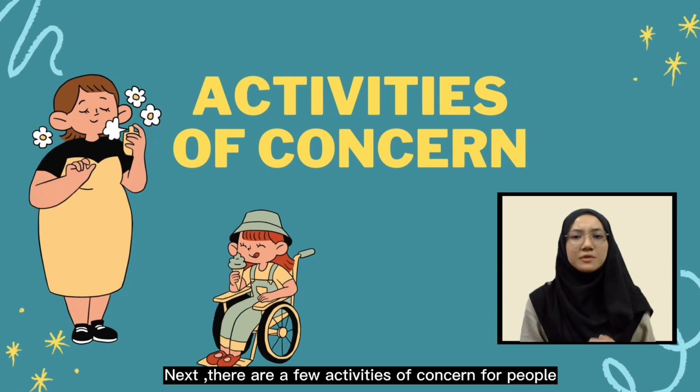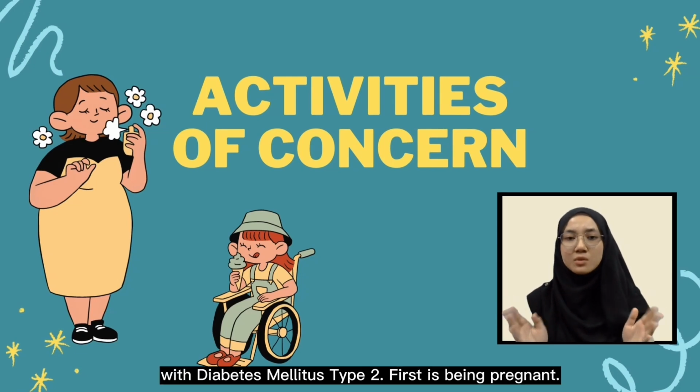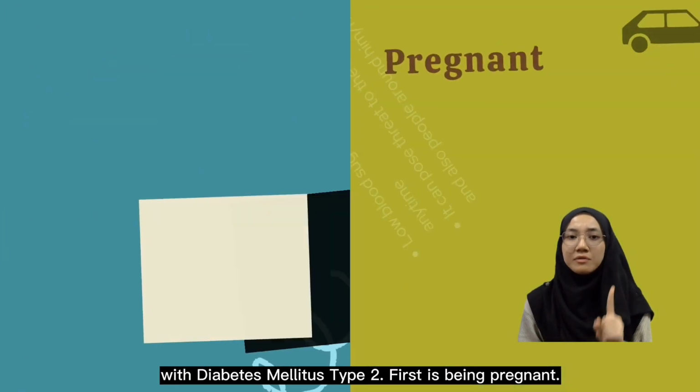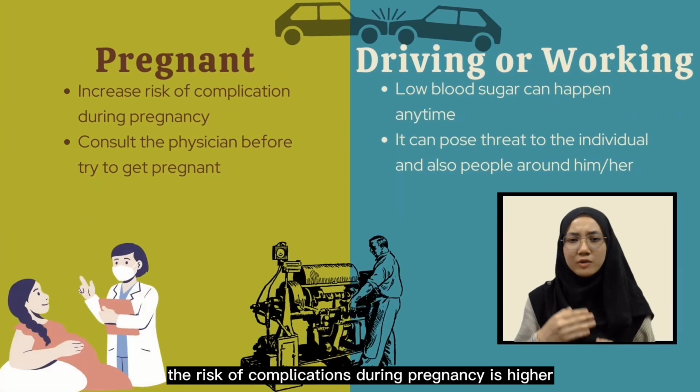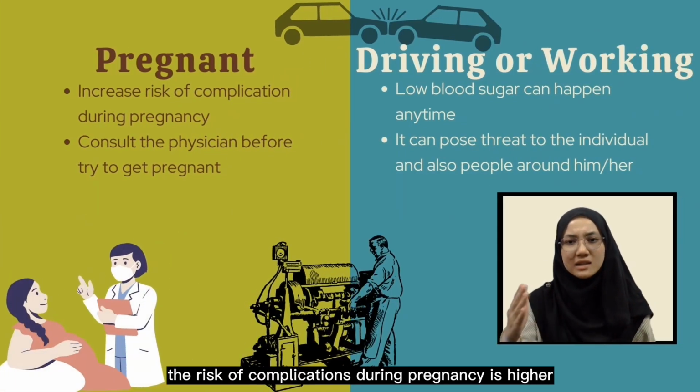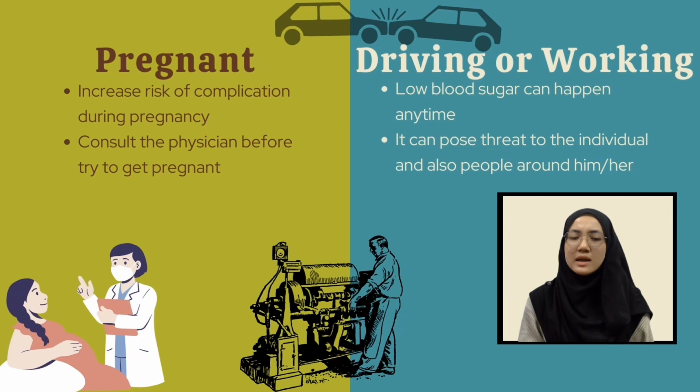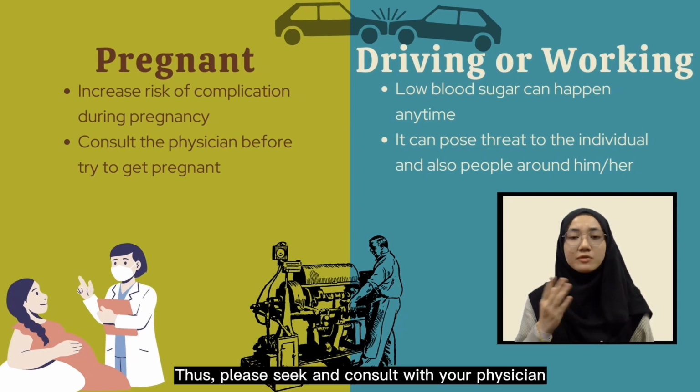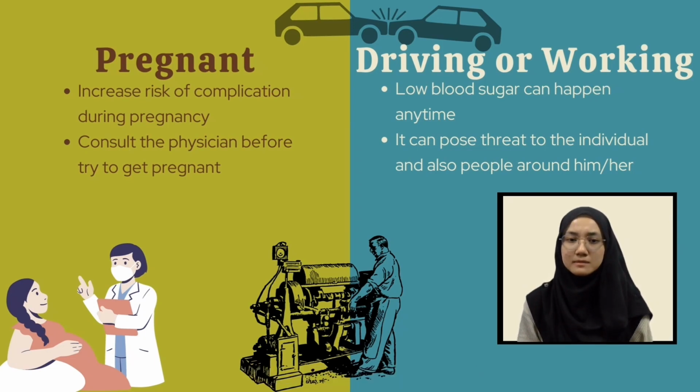Next, there are a few activities of concern for people with diabetes mellitus type 2. First is being pregnant. The risk of complications during pregnancy is higher for people with type 2 diabetes. Thus, please seek and consult with your physician before you try to get pregnant.